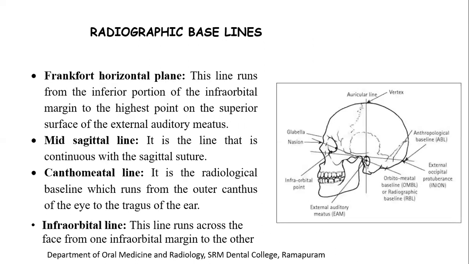Some of the important anatomical radiographic baselines. Frankfurt's horizontal plane is a line which runs from the inferior portion of the infraorbital margin to the highest point of the superior surface of the external auditory meatus. The mid-sagittal plane follows the sagittal suture, which runs exactly in the midline, dividing the skull into right and left. The canthomeatal line is the radiological baseline which runs from the outer canthus of one eye to the tragus of the ear. The infraorbital line runs across the face from one infraorbital margin to the other, that is, from the right to the left.